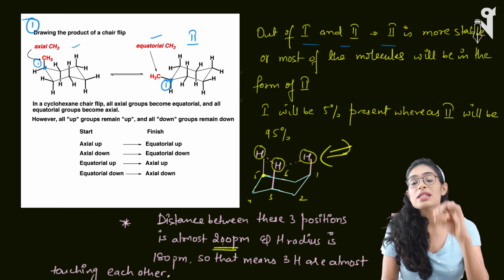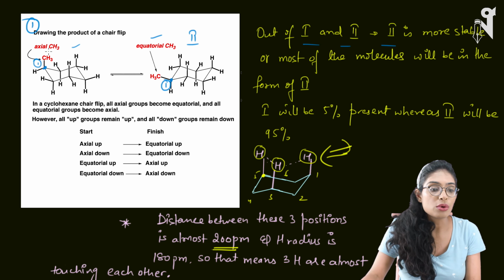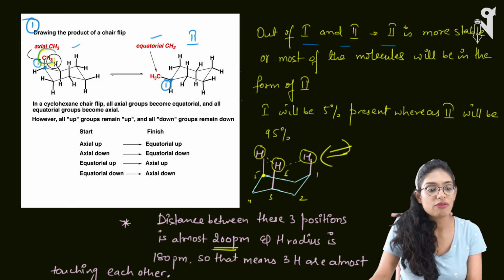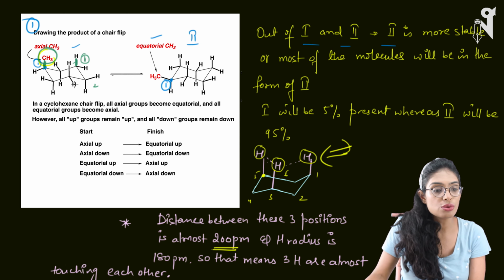Assume you had replaced this one hydrogen with some other group, as I have done over here in the picture. I have not put hydrogen, instead I have placed a CH3. So what is happening? This up axial, look at the diagram please. So this axial CH3, this axial hydrogen, this is position 1, this is position 2, this is position 3. Look at these three hydrogens, this one, and this CH3.